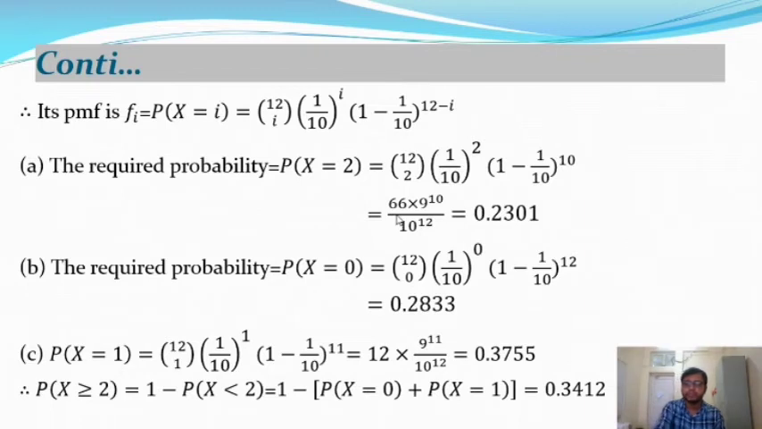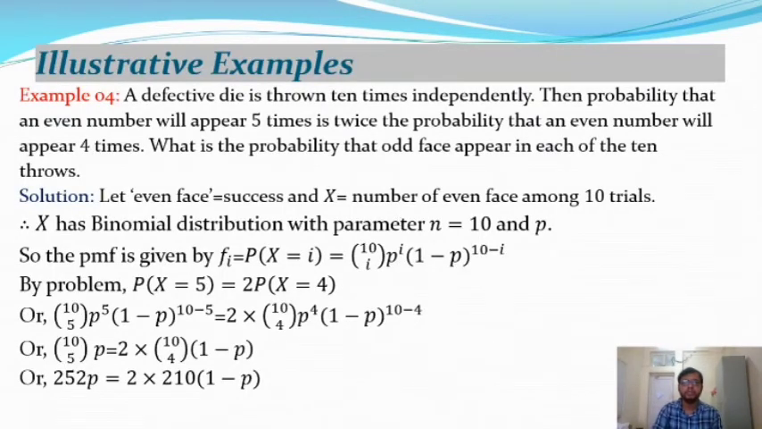Understood? So after that we will take one more example on the binomial distribution. So here is the problem. A defective die is thrown 10 times independently. Then the probability that an even number will appear 5 times is twice the probability that an even number will appear 4 times. What is the probability that an odd face appears in each of the 10 throws?